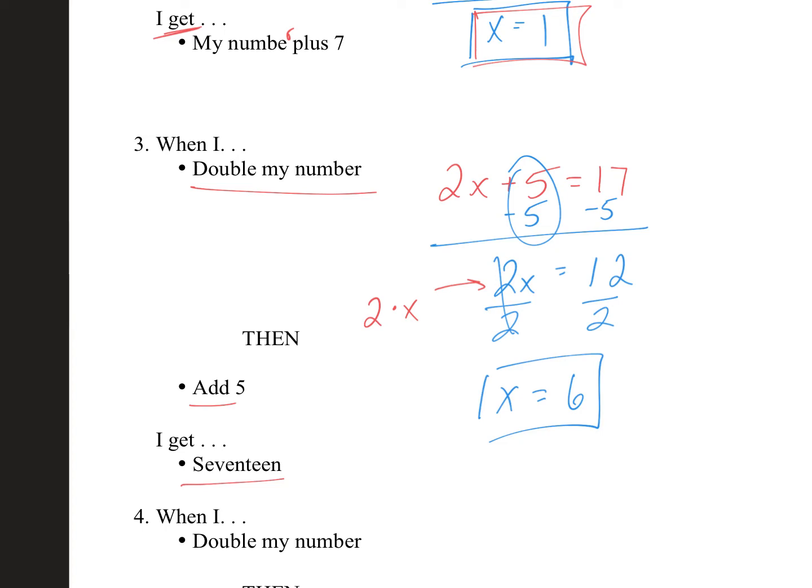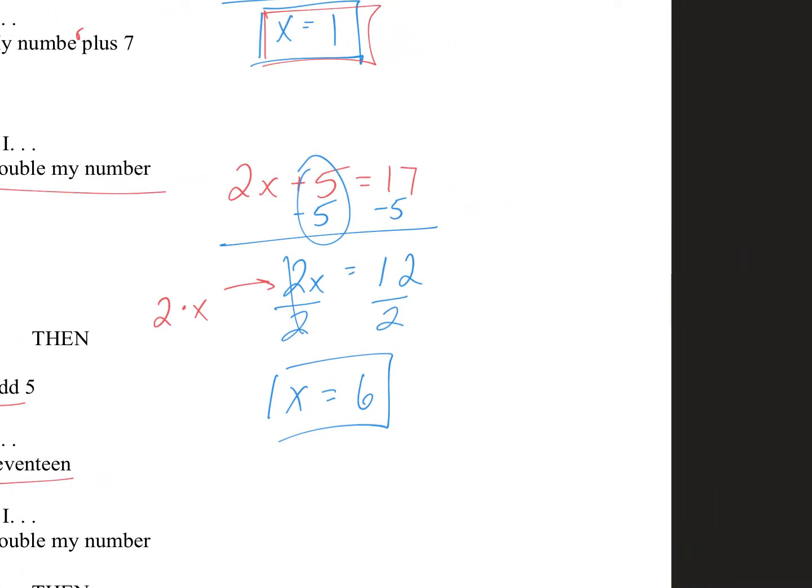And if you check your answer, I'm going to rewrite that equation, and instead of x, I'm going to write 6. So 2 times 6 plus 5 equals 17. 2 times 6 is 12. Bring the plus 5 and the 17 down. And then now I have 12 plus 5 equals 17. 12 plus 5 is 17. So 17 equals 17. Checks out. That means that my solution of x equals 6 is correct.